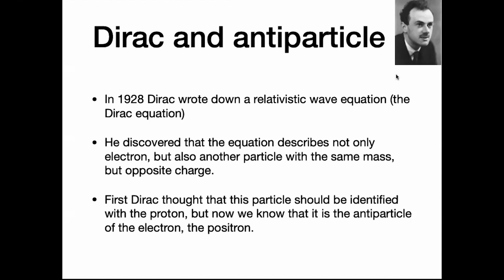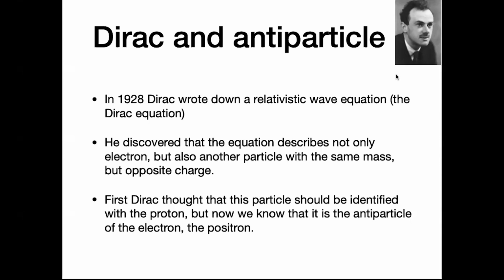And he discovered that this equation described not only the electrons, but also another particle as a consequence. The only way to sensibly interpret his equation is to say that it described not only the electrons, but also a particle that we now call the positron.